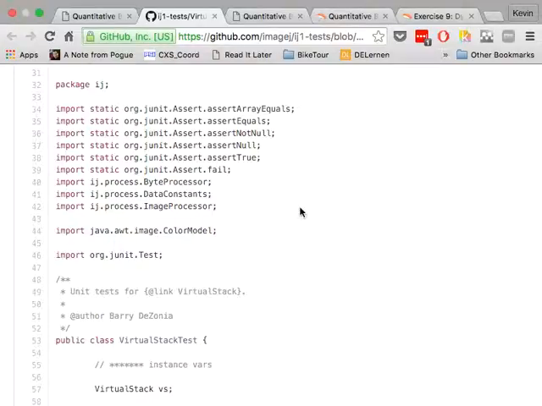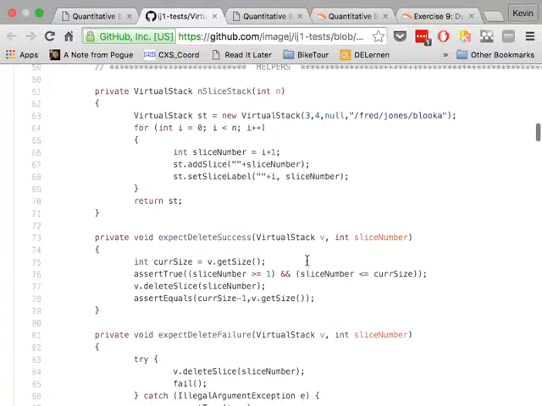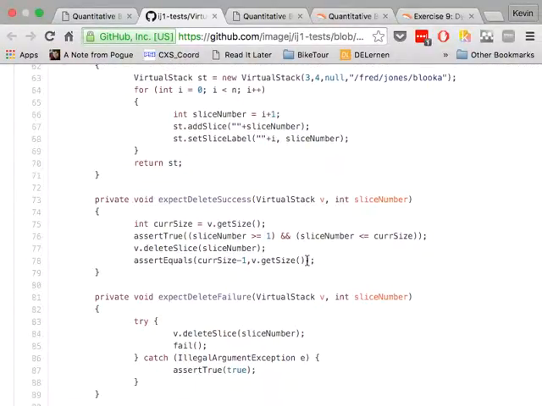And so coming up with these tests is not easy, but it's very important to make sure that everything works correctly, and it should not be underestimated as a task. Here, for the tests that they have, if you delete a slice, you assert after you've deleted a slice that the number of images in your stack is one less than it was before.